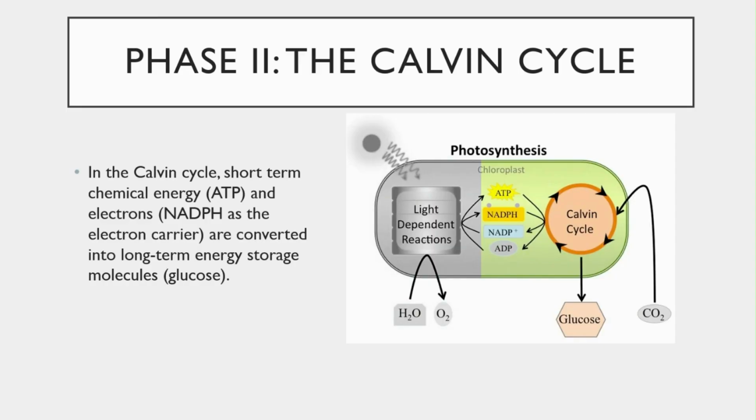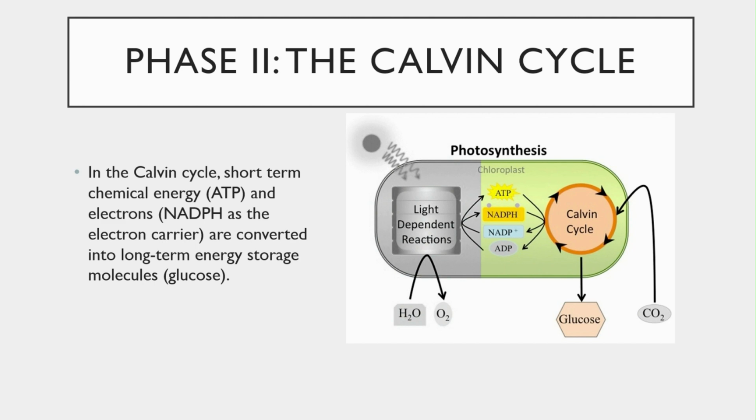In the Calvin cycle, short-term chemical energy and electrons, which are your ATP and your NADPH, it's a little bit different. It's not NADH in photosynthesis, it's NADPH. If it helps you remember, just think the P is for photosynthesis. These are converted into long-term energy storage molecules such as glucose or other materials for the photoautotroph to use later on.